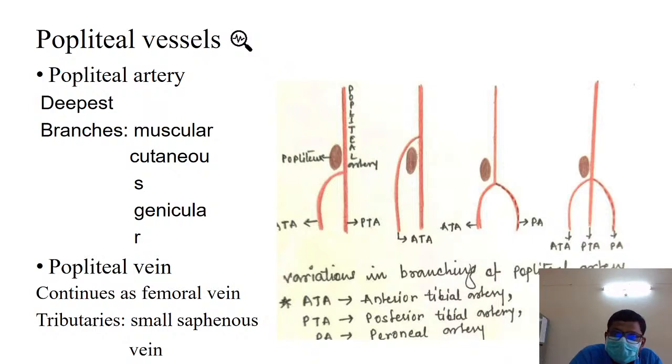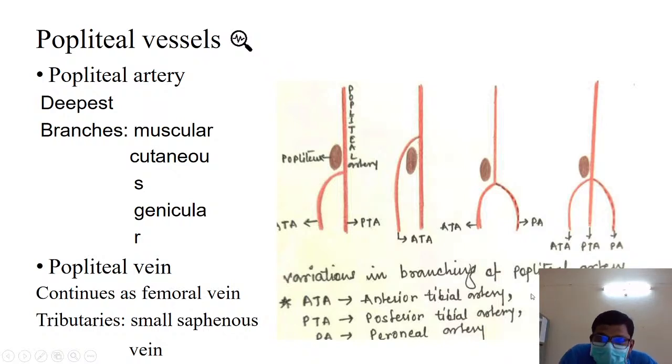In a few cases, the popliteal artery directly passes behind the popliteus muscle, and below the level of the popliteus it divides into an anterior tibial artery and the peroneal artery directly. In some cases the popliteal artery passes behind the popliteus muscle and divides directly into three branches: the anterior tibial artery, the posterior tibial artery, and the peroneal artery.